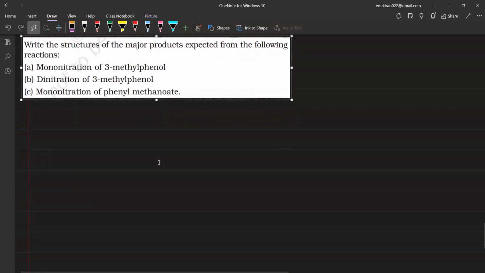See the C part here, mononitration of phenyl. This will be methanoate, okay? Not ethanoate. Sorry, not methanoate, it will be ethanoate. So phenyl ethanoate. How to make phenyl ethanoate? That is the first problem. So ethanoate, first of all, you make phenyl.